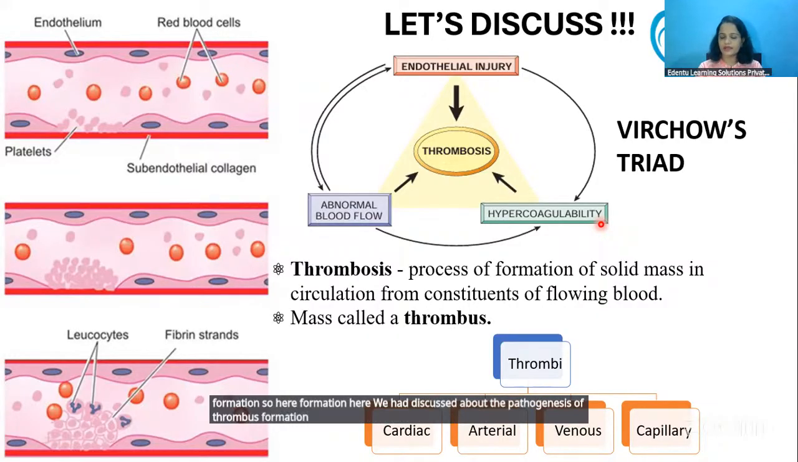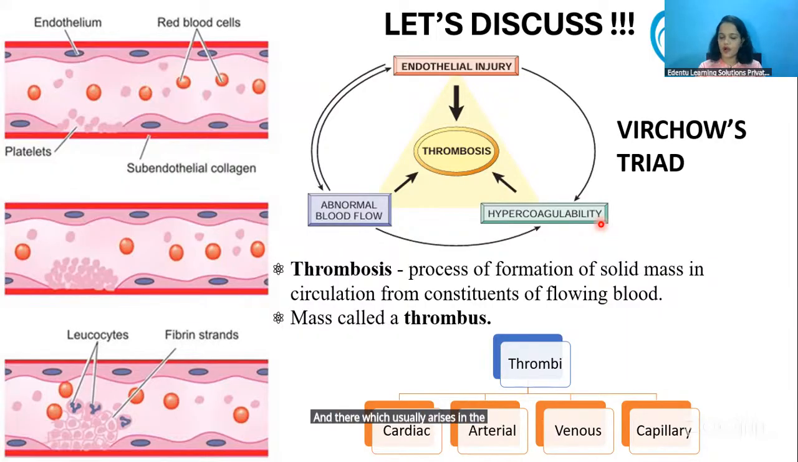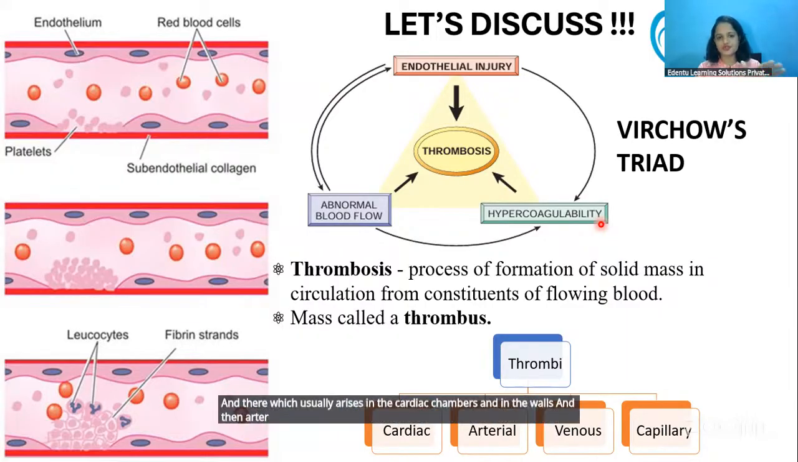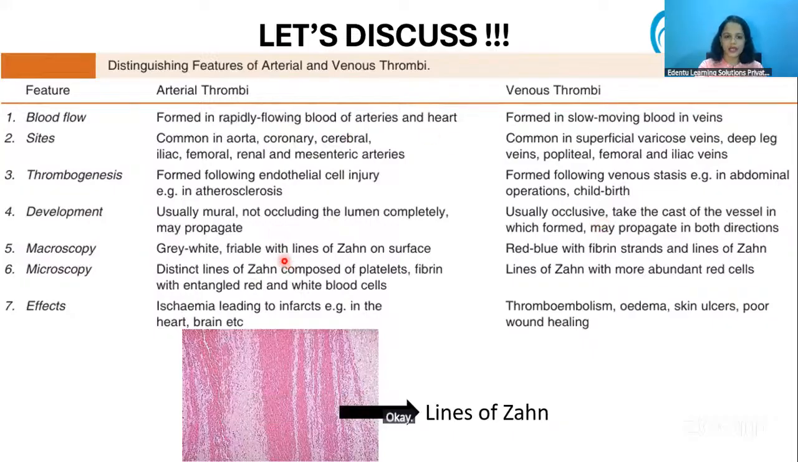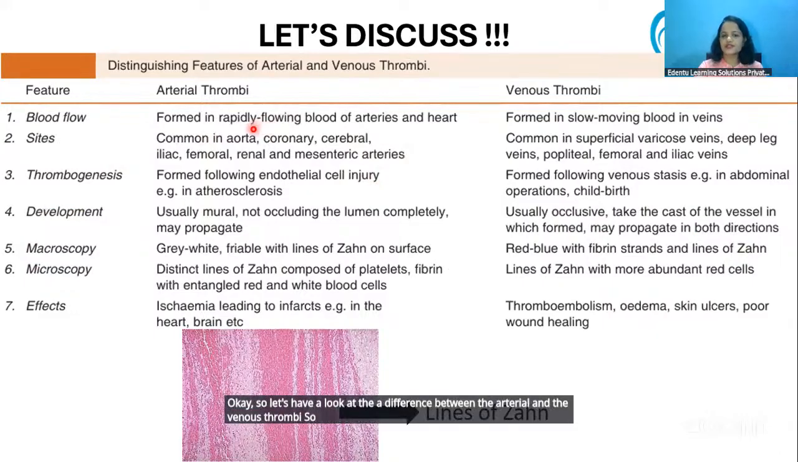Now let's have a look at the types of thrombi based upon their origin, where they are seen. There are cardiac thrombi, which usually arise in the cardiac chambers and in the walls. Then arterial thrombi, which are usually seen in the arteries, and venous thrombi, which are usually seen in the veins, and the ones seen in the microcirculation, capillary thrombi, are also seen. Let's have a look at the difference between the arterial and the venous thrombi. Arterial thrombi are usually seen in rapidly flowing blood of arteries and heart, whereas venous thrombi are usually seen in slow moving blood in the veins.